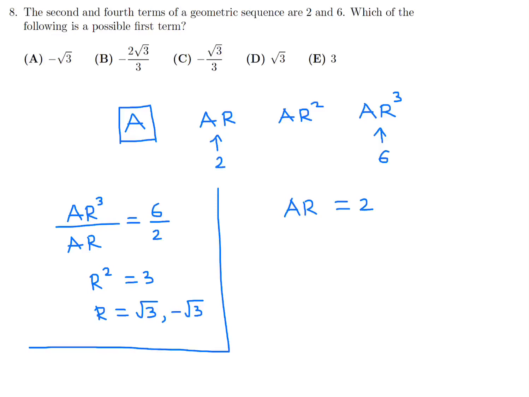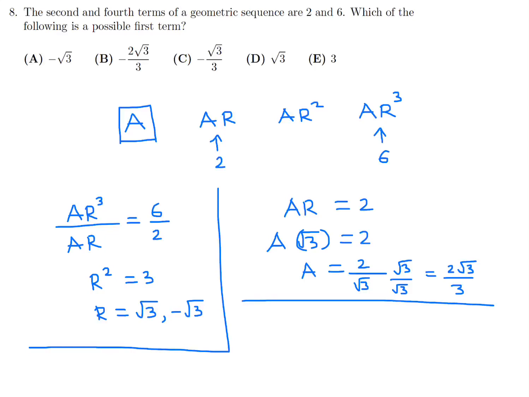AR is equal to 2. That's a given information. R we have as root 3. So therefore, A should be 2 over root 3, like that. And if you rationalize the denominator, which they often do, you'll get 2 root 3 over 3. And that is not one of the answer choices.